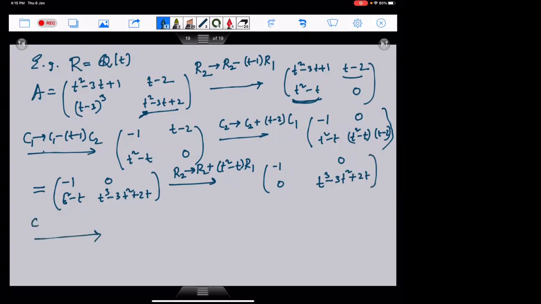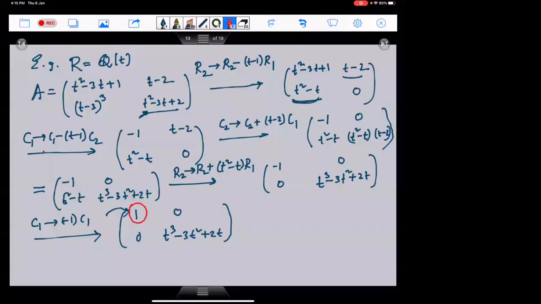I'll just simply multiply C1 by minus 1. So that column becomes 1, 0, 0, T cube minus 3 T square plus 2 T. So here I hardly have to check anything because I have 1 here. You see, this term is 1. So it divides any polynomial. So the condition is automatically satisfied.